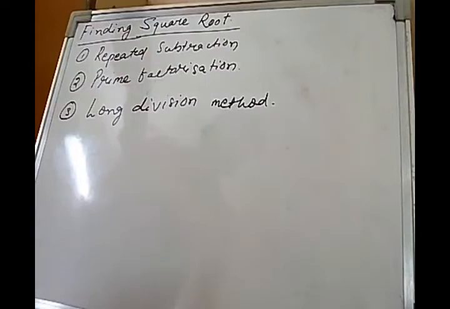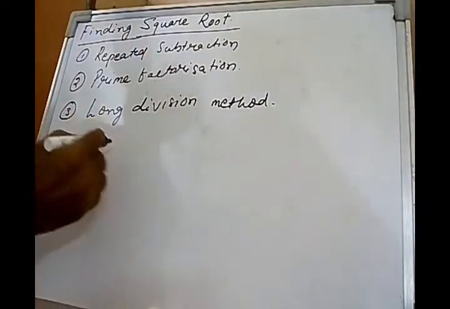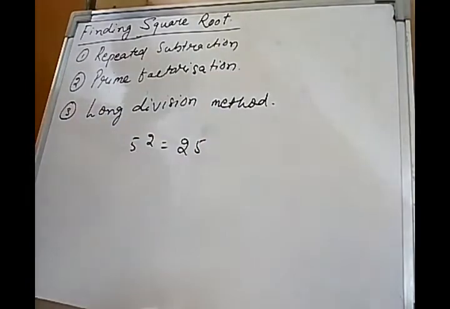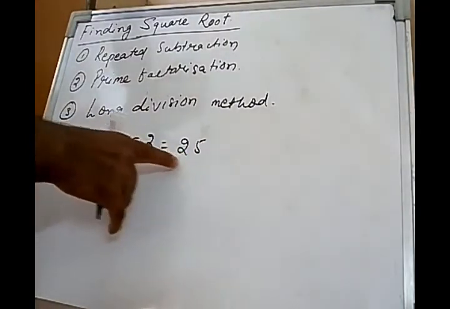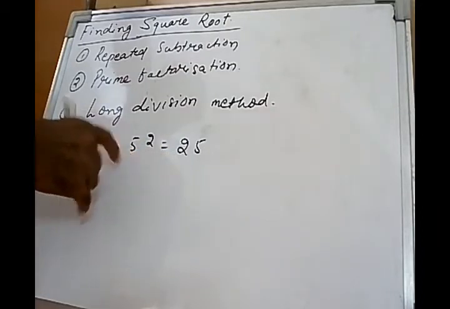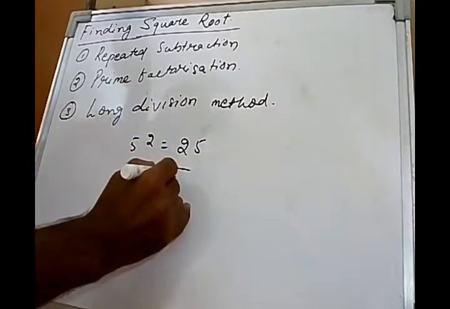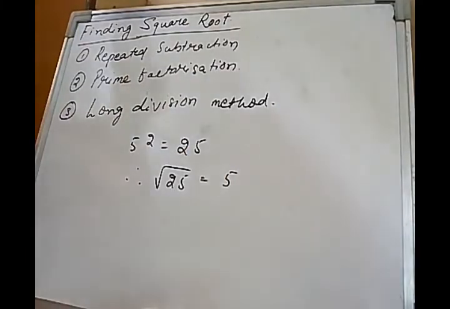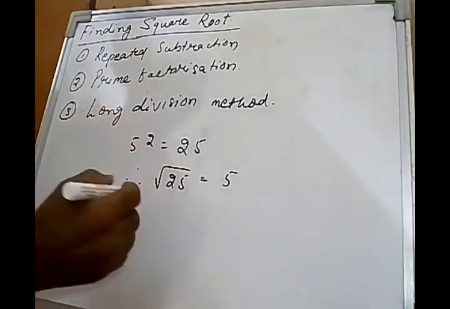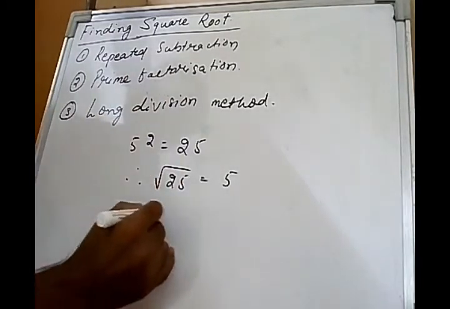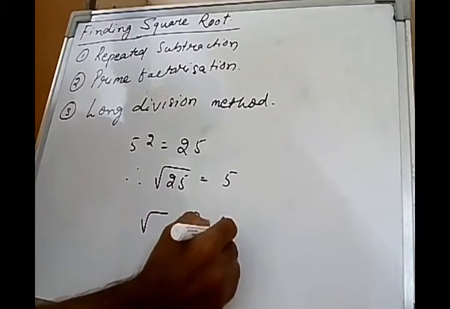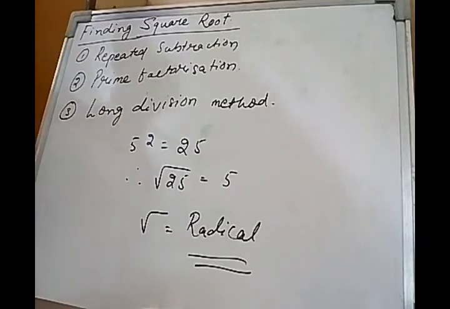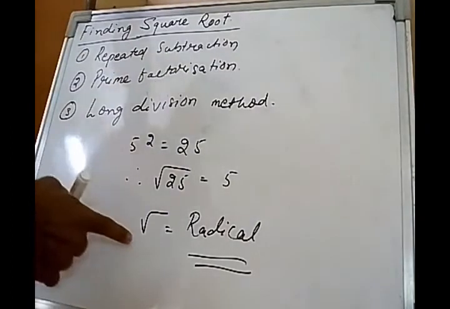First I will tell you how to find the square root. What do you mean by square root? For example, 5 square equals 25. So we can say 25 is the square of 5. Therefore we can write square root of 25 equals only 5. This sign is the radical. We use this sign for denoting the square root. Its name is what? Radical.